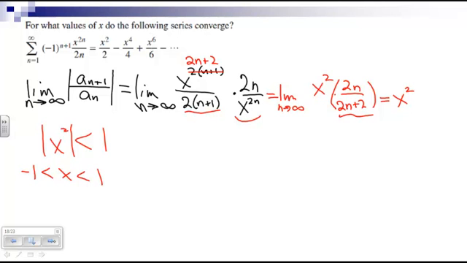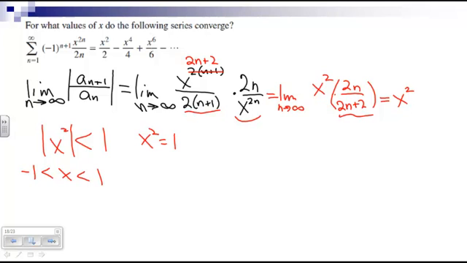Say that one more time, please. It's better than pretty good, but could it be better? And the answer is the ratio test is inconclusive when the ratio equals 1. It's inconclusive.